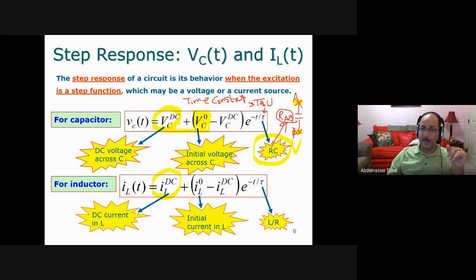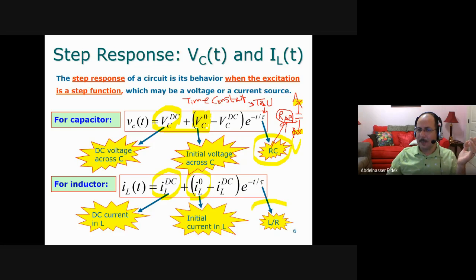Then again, the initial current in the inductor should be given. You don't have to calculate it. You don't have to calculate the initial current or the initial voltage. So you always start with the initial voltage and the initial current. It should be given. Then you need to calculate tau. This is the time constant.